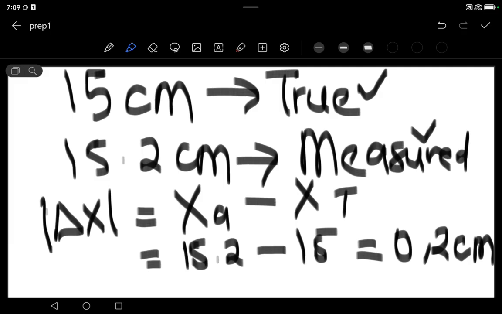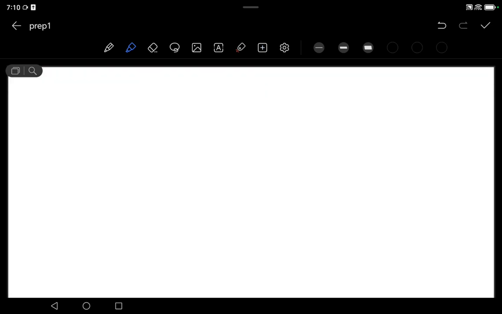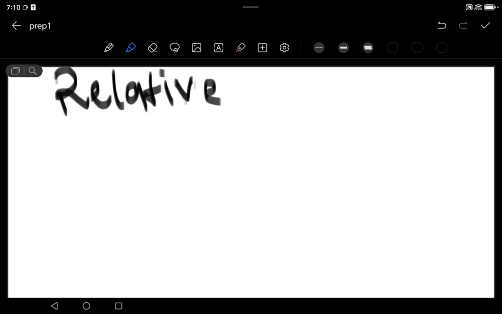Here, while we're still under error, do you have a question? No, this one is straightforward. Okay, straightforward. So remember, this one we call absolute error. While we're still under errors, we also have relative error.